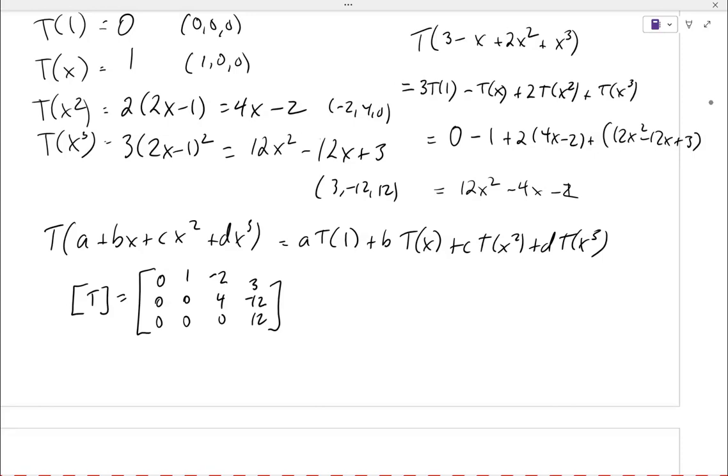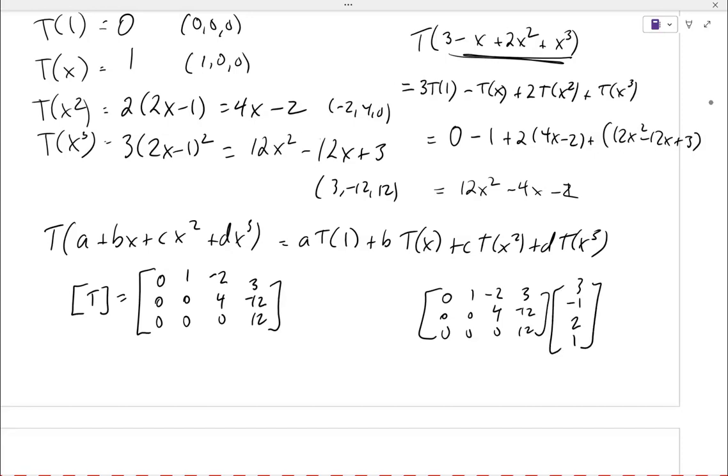Okay. If you wanted to know the output, so notice this is all in terms of the standard basis. If I wanted an output, I did this example a minute ago, right? Okay. Let's say I do this matrix and multiply it by the 3, -1, 2, 1. What do we get?